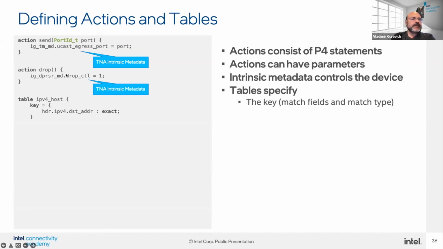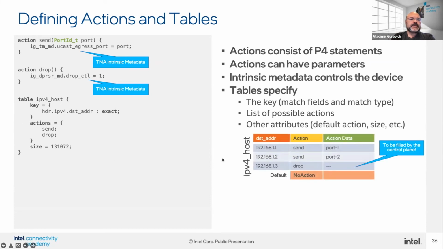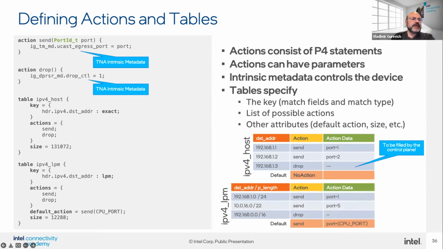And then you can define a table. You can specify what kind of field you want to match on. In this case, it's the IPv4 destination address. You specify how you want to perform the match, in this case an exact match, what kind of actions are possible in the table, and the size of the table. That is how this table can be represented as an abstract picture. In the same way you can define another table and use longest prefix match, a very typical match that we use for our IPv4 and IPv6 routing.